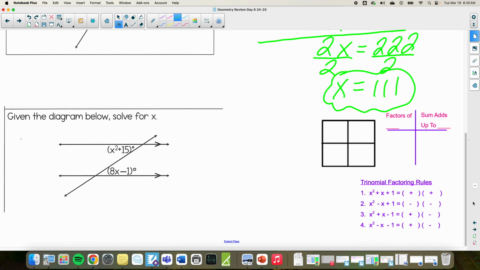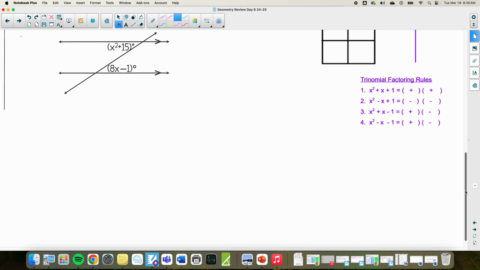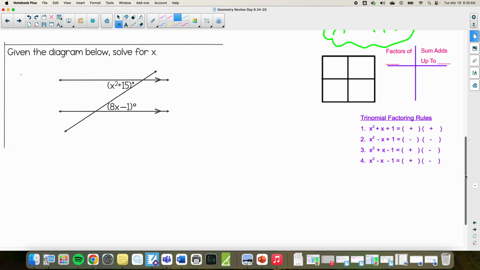Now, we did a little bit of trinomial factoring back in chapter 7. So I'm going to show you this problem and then we'll talk a little bit about trinomial factoring, okay? What kind of angles are those two? Alternate interior, so they are equal. Very good. So this angle is going to equal that one. So I'm going to go x squared plus 15 equals 8x minus 1.